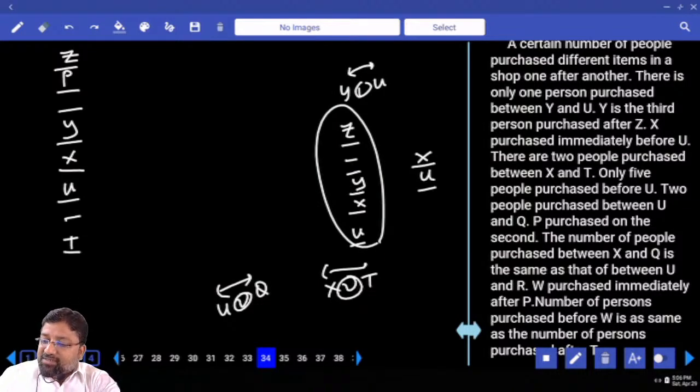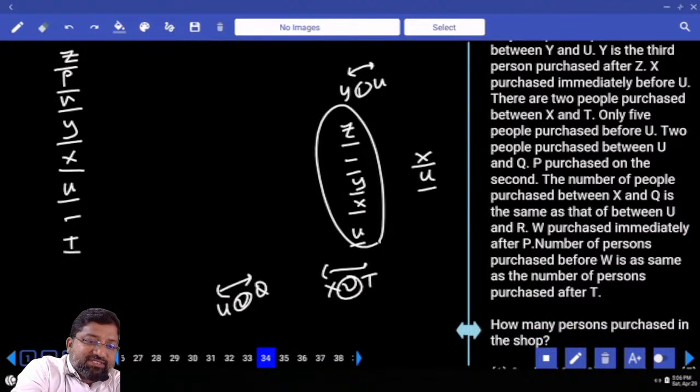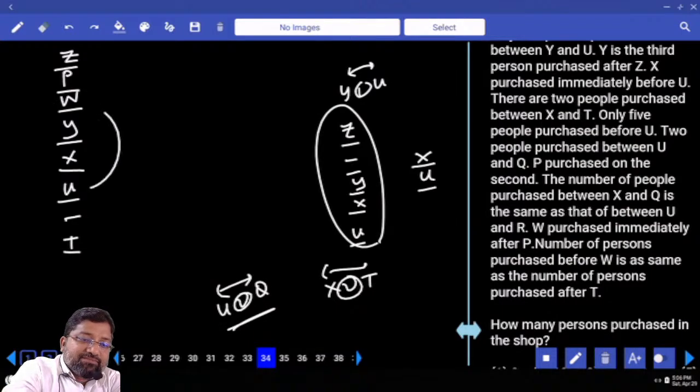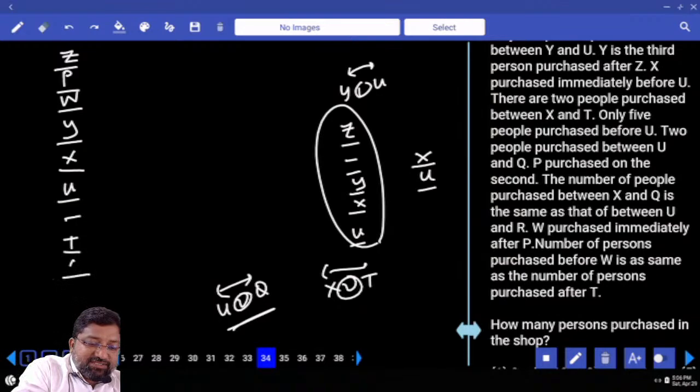Let's see next. W purchased immediately after P. Look at this clue: two persons between U and Q. Is there a chance? So surely this is Q.